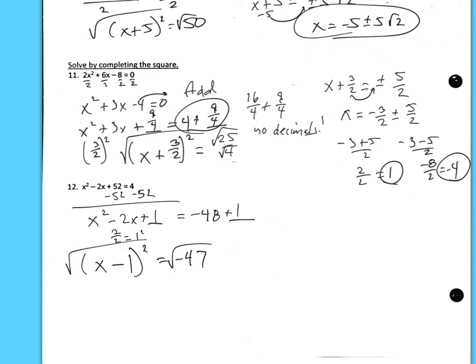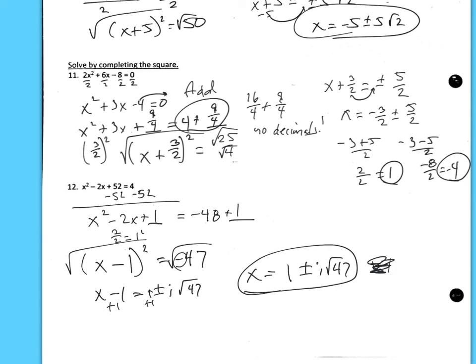Square root time. 47. Nothing goes into that. But we got an i. So we have plus or minus i radical 47. Now when you add the 1, please make sure it goes there. So it has to be 1 plus or minus i radical 47. If you put the 1 over here, that's no good. That's wrong. It's got to be first because of the i.